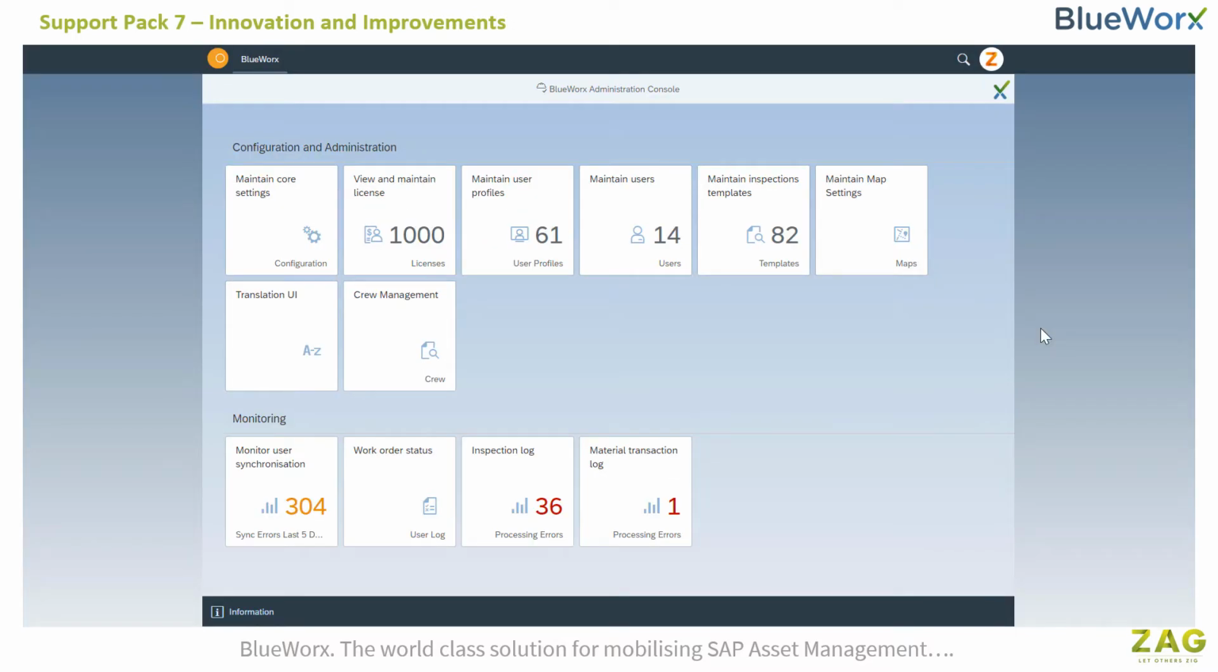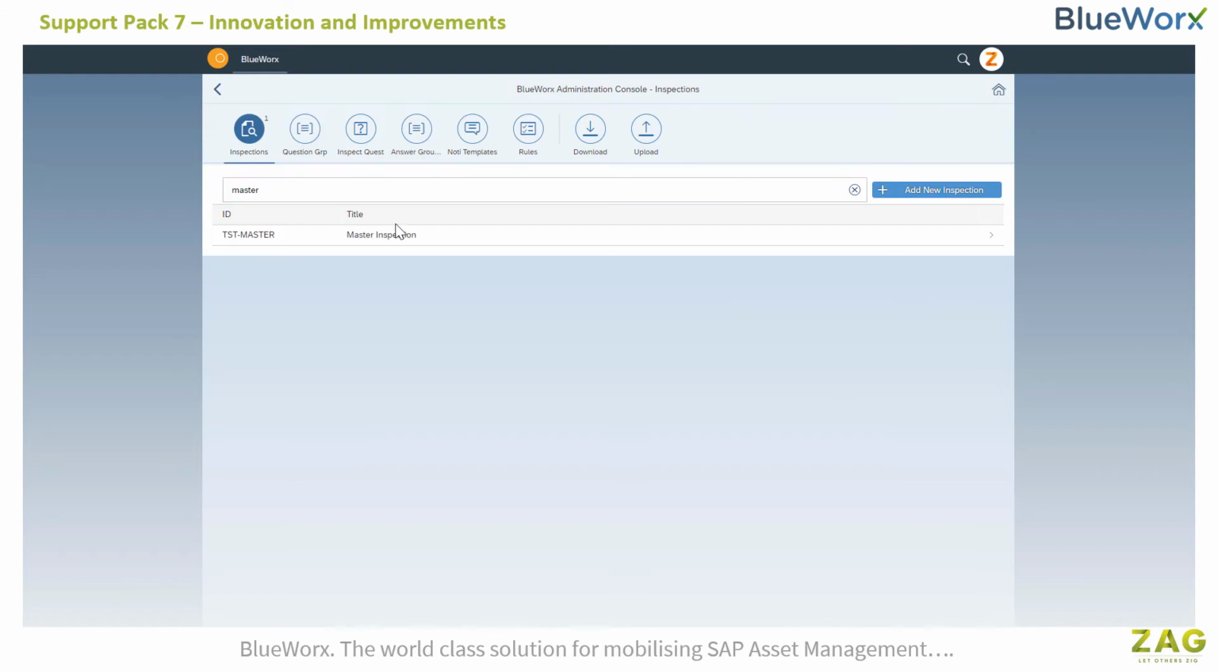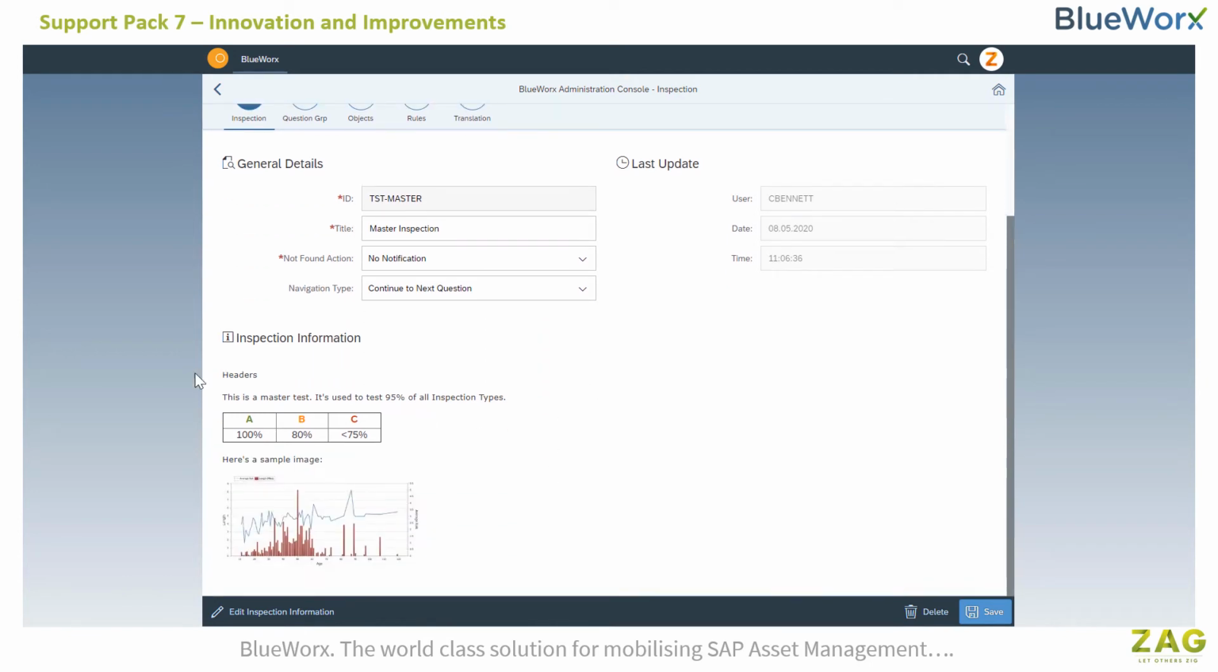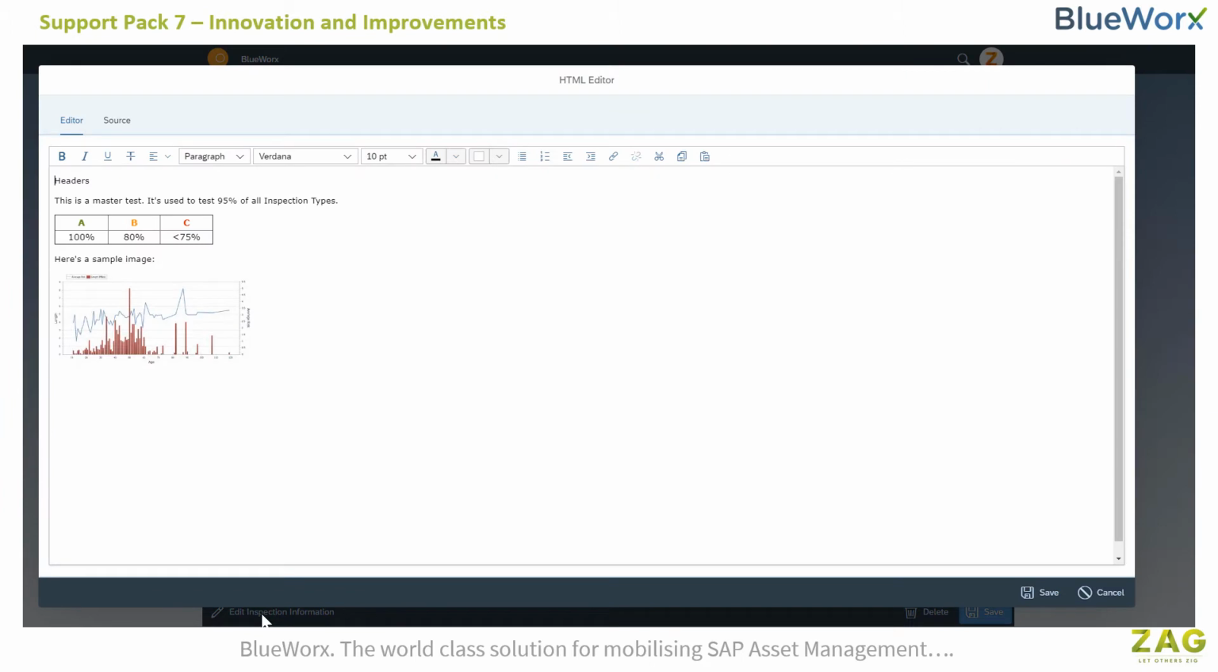So now let's have a look at the configuration for that inspection and the question. I'm over in the BlueWorx admin. I'll go and have a look at the inspections that I was just looking at. We can see there's inspection information there in display format, and I can move into seeing it in the HTML editor with normal sort of editing and formatting functions available there.